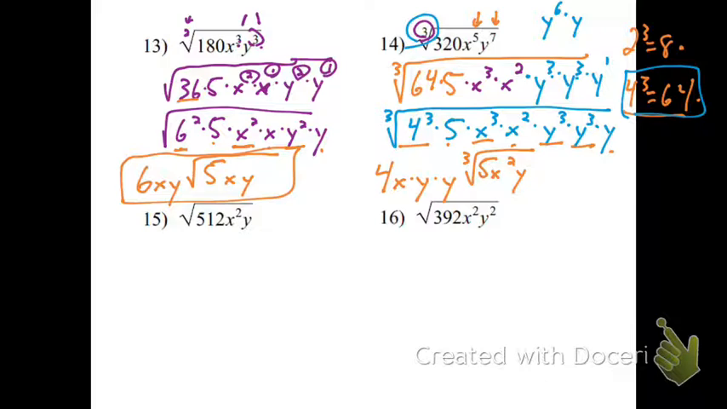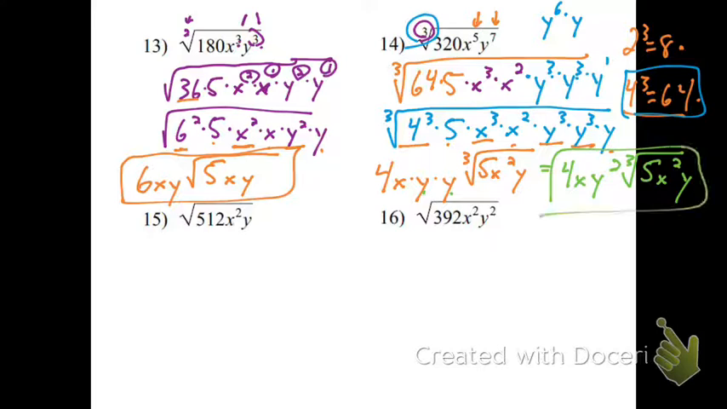Now the only thing left to do is change colors and write the correct answer. The correct answer is 4x, and you have y times y, so it would be y squared, and then the third root of 5x squared y. Tricky problem there, ladies and gentlemen. Very, very tricky problem.